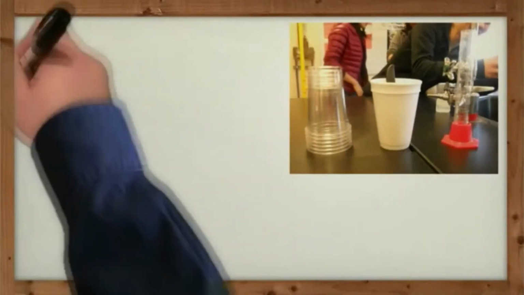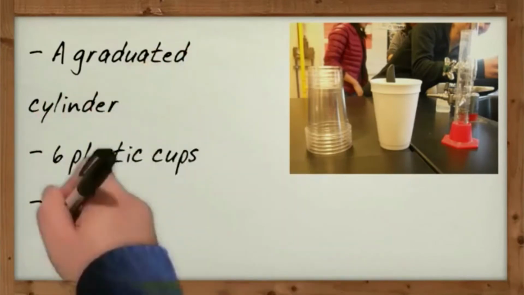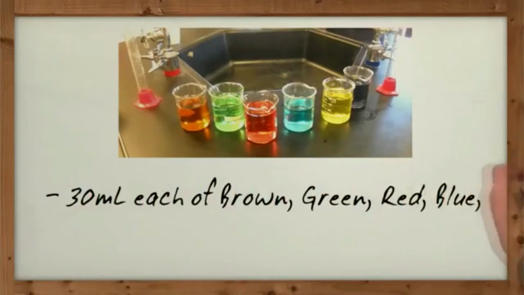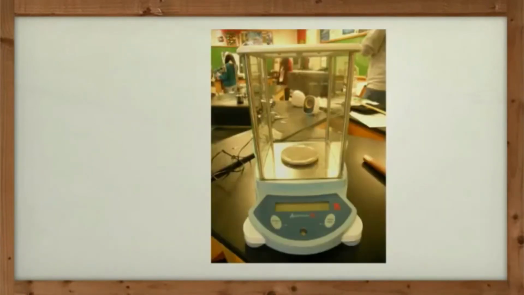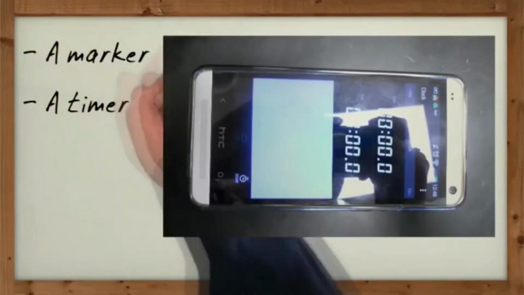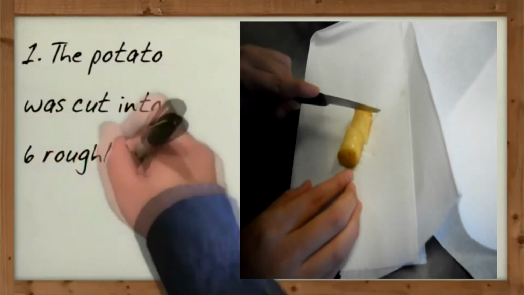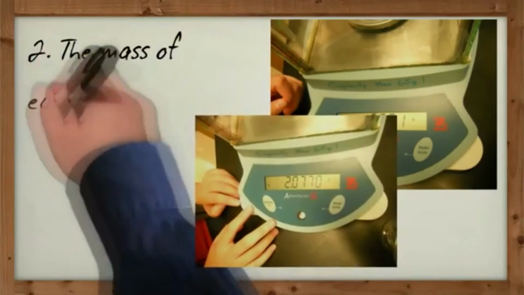The materials used were a graduated cylinder, 6 plastic cups, a knife, a cylindrical piece of raw potato, 30 milliliters each of brown, green, red, blue, yellow, and purple sucrose solution, tweezers, a scale, a marker, a timer, and a petri dish. The potato was cut into 6 roughly equal-sized pieces. The mass of each potato was recorded.